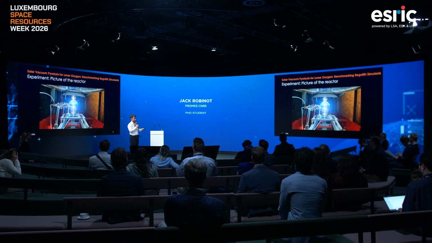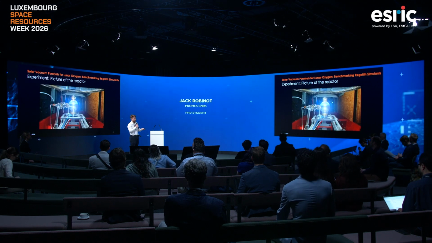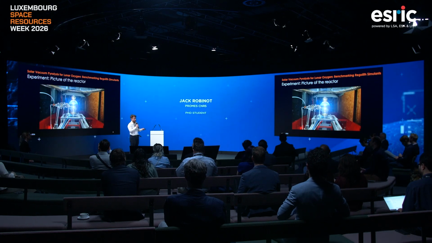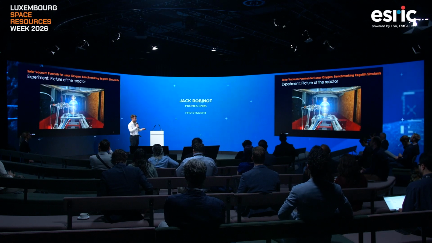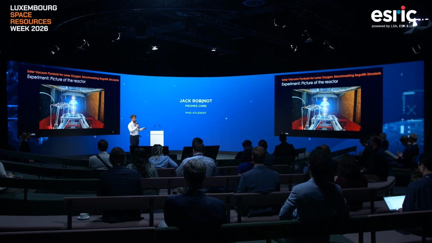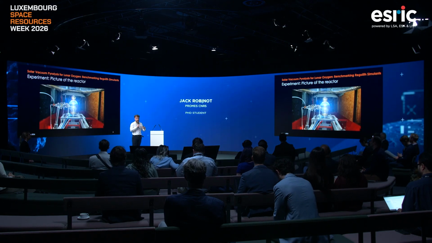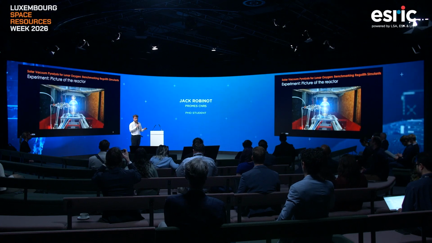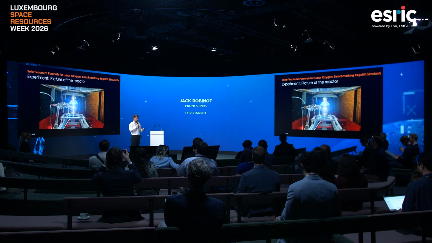Here is a picture of the reactor. You can see at the focal point of the parabola the regolith sample, here the cold finger, and above it the parabola. It's a 2-meter wide parabola which can achieve very high concentration, up to 15,000 suns, so we can reach really high temperatures, above 2,000 degrees. And here is a filter, and then everything is pumped and characterized.